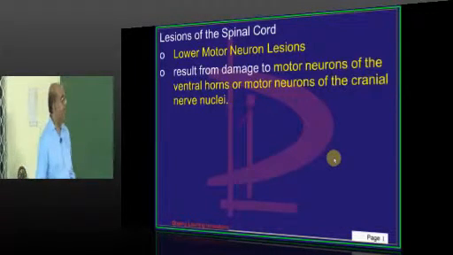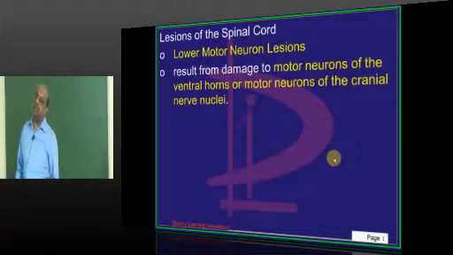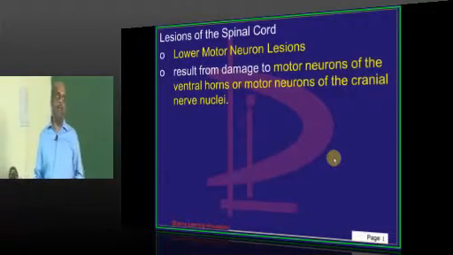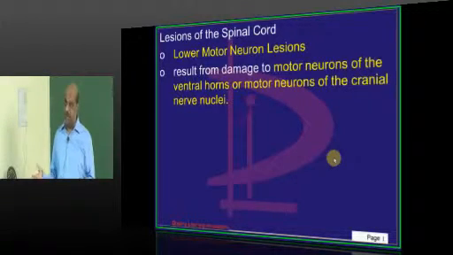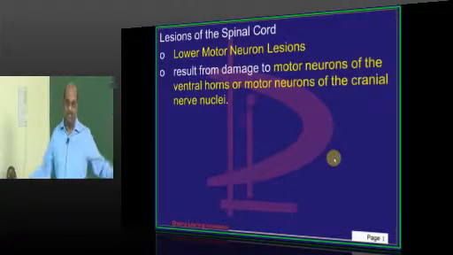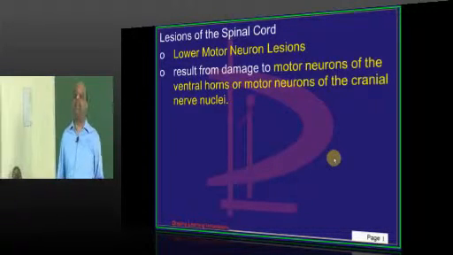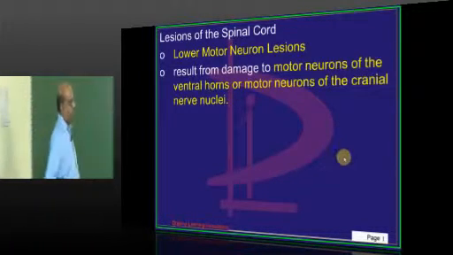So doctor, we have lower motor neuron type, upper motor neuron type, combined type, the type where both motor and sensory are involved, and the type where only sensory is involved. That's how the neurological lesions are broadly divided. Let's talk about lower motor neuron lesions.